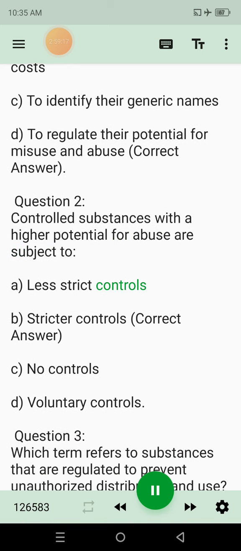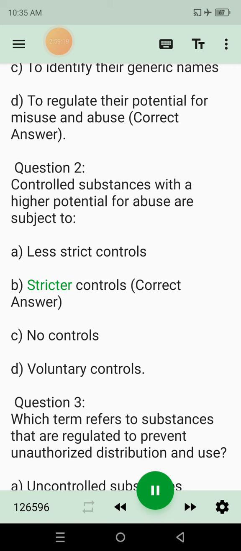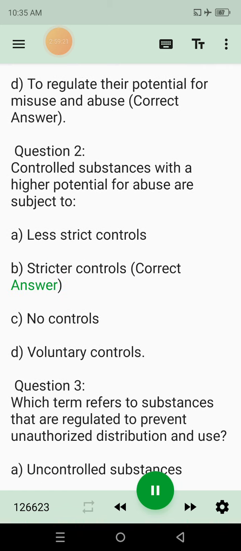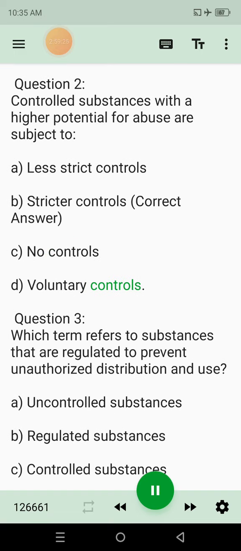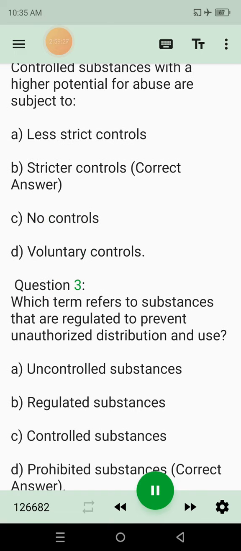Question 2. Controlled substances with a higher potential for abuse are subject to: A. Less strict controls. B. Stricter controls. Correct answer. C. No controls. D. Voluntary controls.